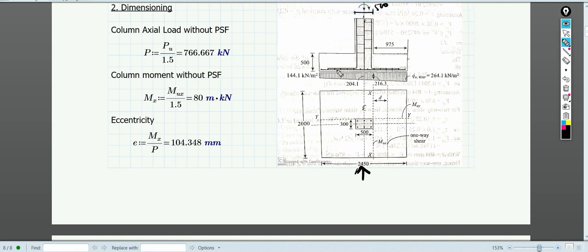Now the moment is acting something like this. I told you it is major axis. So x is the major axis, y is the minor axis over here, and the moment is acting about the major axis. So it will be acting like this. It is shown over here, this is the moment.